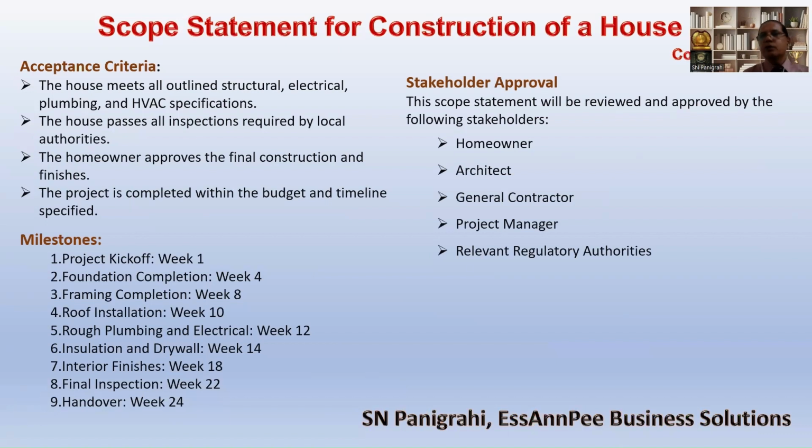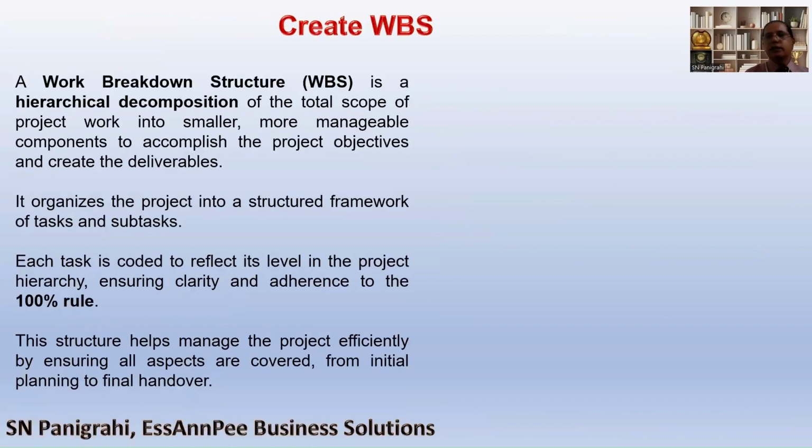Then the stakeholders' approval. Who are the stakeholders? Here the owner is the important stakeholder. After the project is completed, we are handing over to the house owner. And the architect is also one of the stakeholders. He has to approve the architectural designs, drawings, and plans. And the general contractor or the project manager, and the relevant regulating authorities, from whom we have to get the permits and approvals. So these are the various stakeholders for the approvals. These are all part of the scope statement. Once the scope statement is done, then we have to create a WBS, work breakdown structure.